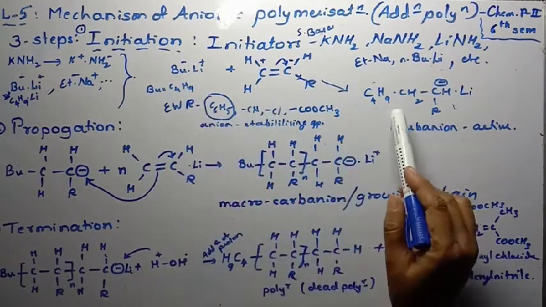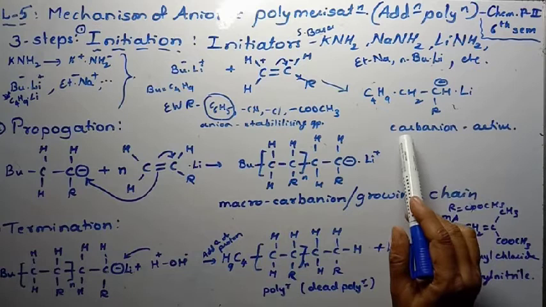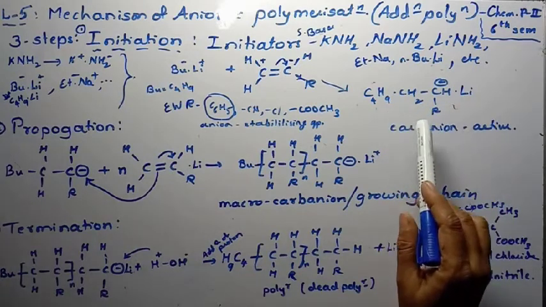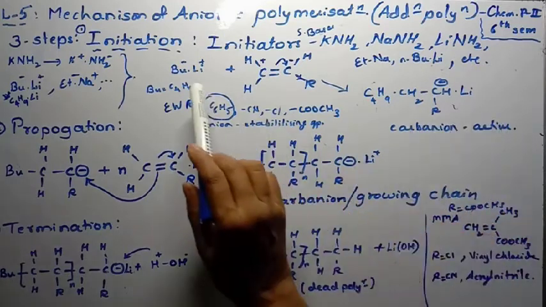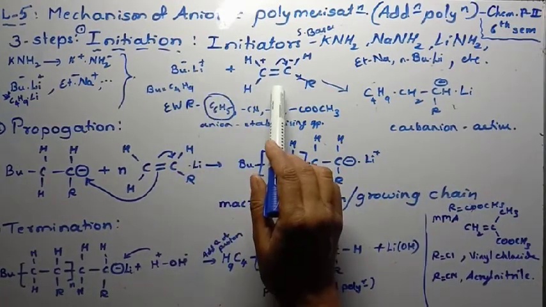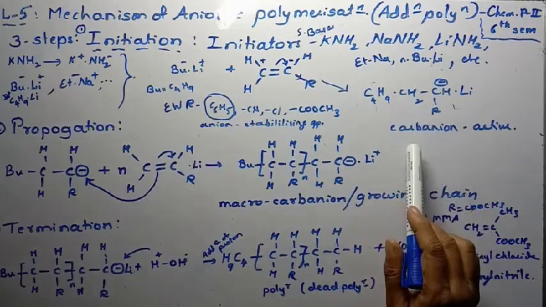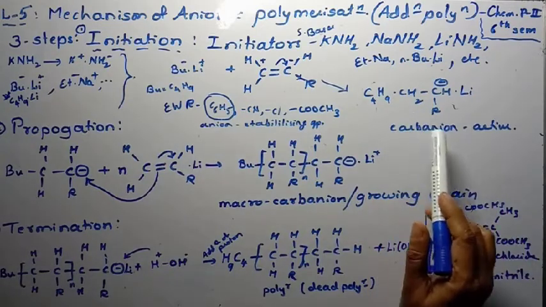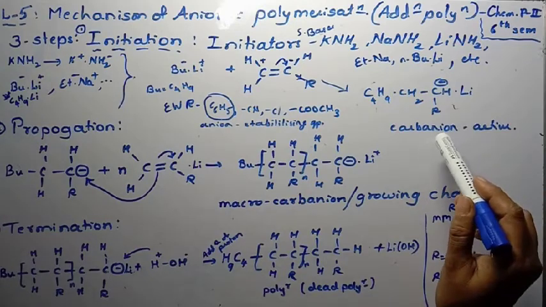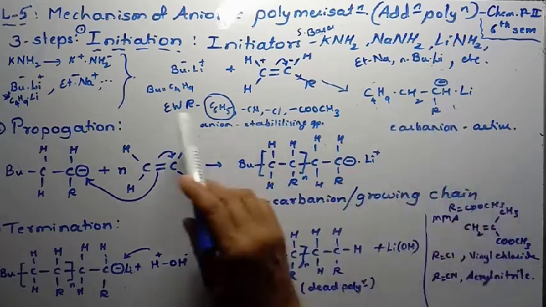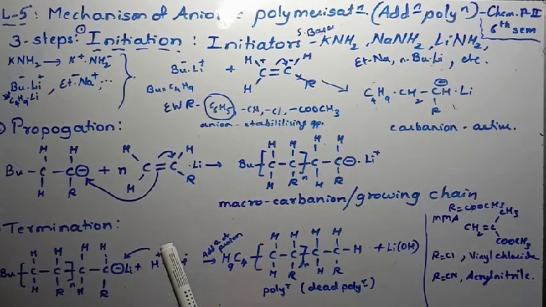So thereby we get the monomer and a carbon anion, which is an active species. When the initiator combines with the monomer, it liberates a carbanion, which is the chain initiating active species, and that is produced in the first step, that is the initiation step.